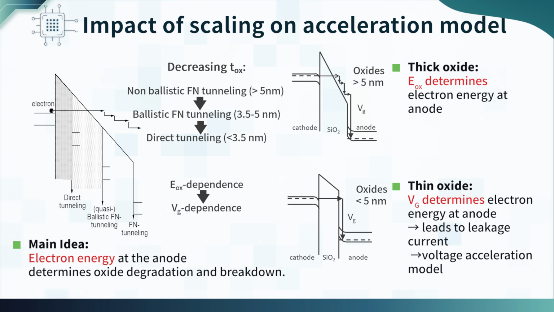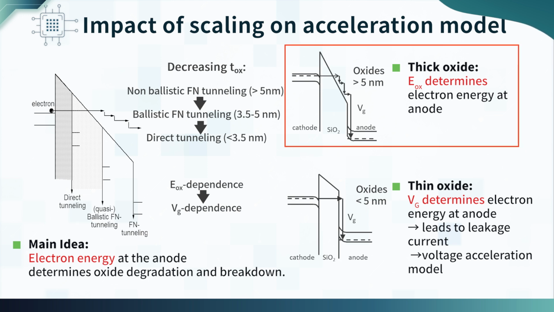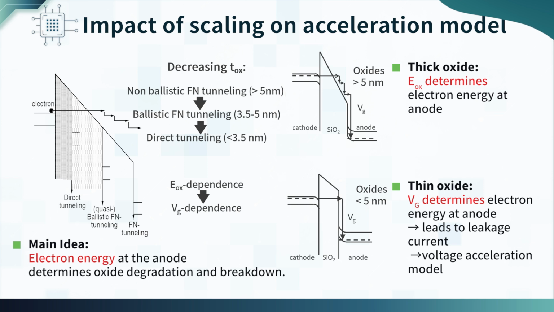And once we have the dielectric scaling, we found that the tunneling mechanism changes. So in the case with a thicker dielectric, the FN tunneling is dominant. FN tunneling dominant means that electric field determines energy at the anode side. That's why we use the E model or 1/E model.